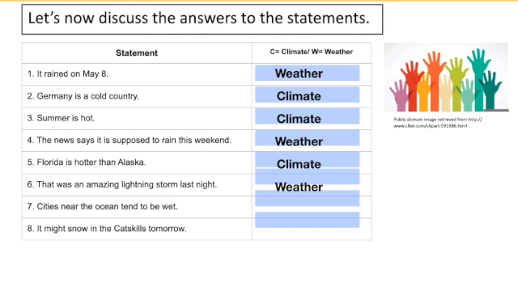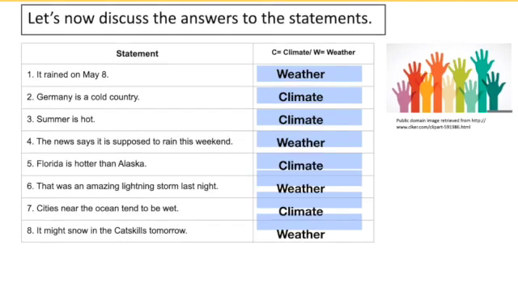Number 7 says cities near the ocean tend to be wet. That phrase, tend to be, is a clue that we're talking about climate. Cities near the ocean tend to be wet because they have easier access to water in the atmosphere because of evaporation from the ocean's surface. Number 8, it might snow in the Catskills tomorrow. Might is definitely a clue that suggests this statement is weather. Plus, snowing tomorrow refers to a short-term, discrete weather event.